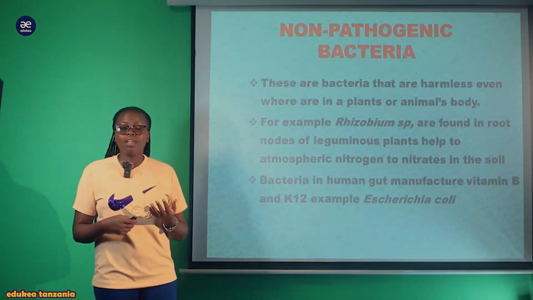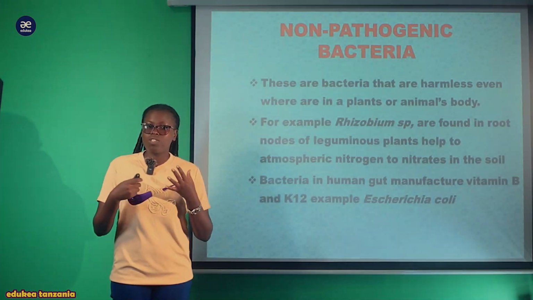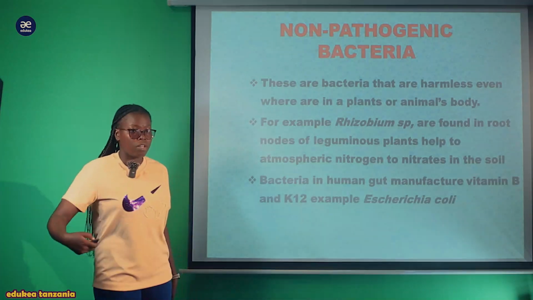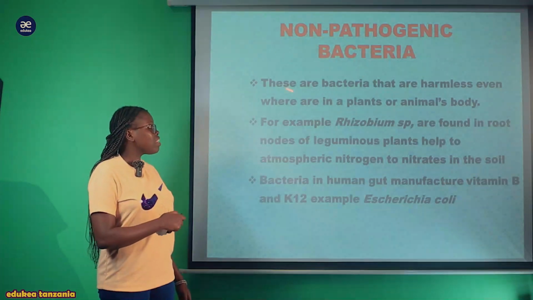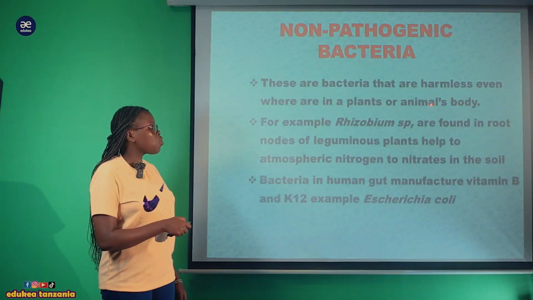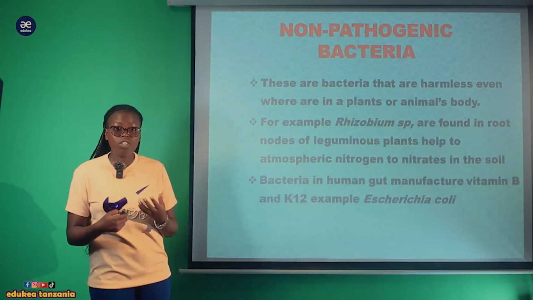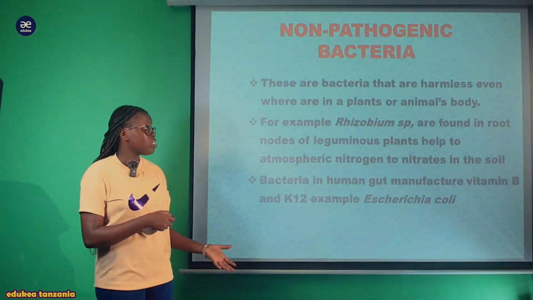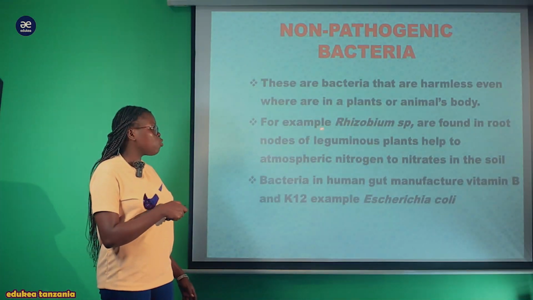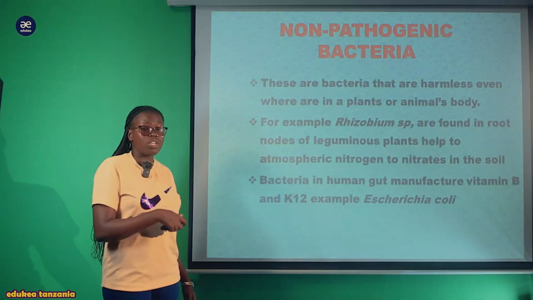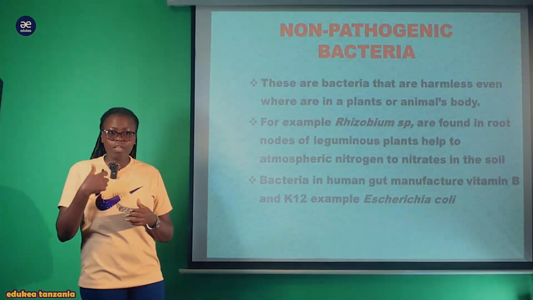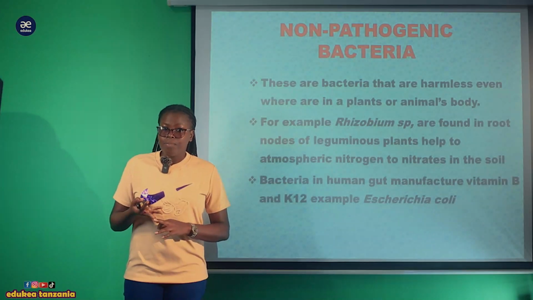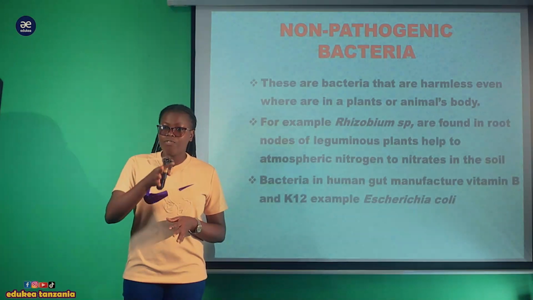Kwa mfano of those non-pathogenic bacteria, there is Rhizobium species. These are found in the root nodes of leguminous plants. So this Rhizobium sana katika leguminous plants, kwa mfano kuna maharage, kuna mbaazi, kuna soya. So those plants where these Rhizobium species zinasaidia katika fixation of atmospheric nitrogen kwenda katika nitrate, ambayo nitrate inaenda kutumia na hii mimea kutengeneza protein.